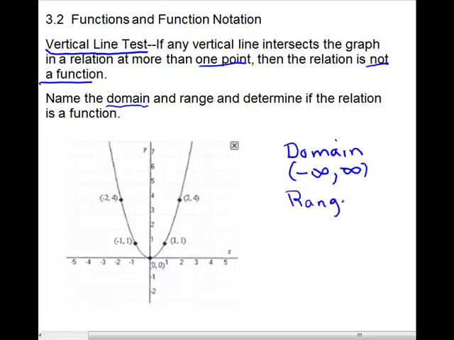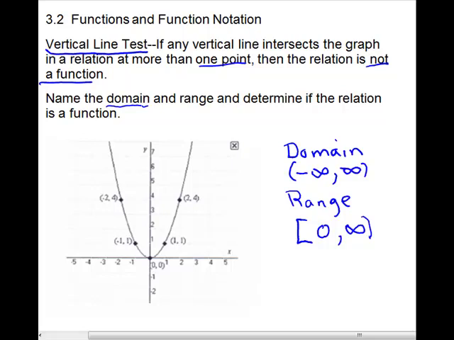The range is your vertical movement. You do have a restriction on the range on this graph. What is your lowest point up and down? It is here at 0. So 0 is the lowest vertical point. It is included, so we will use a bracket like we did in the interval notation. But from there, the picture will keep going up forever. So 0 to infinity, and infinity always gets a parenthesis.